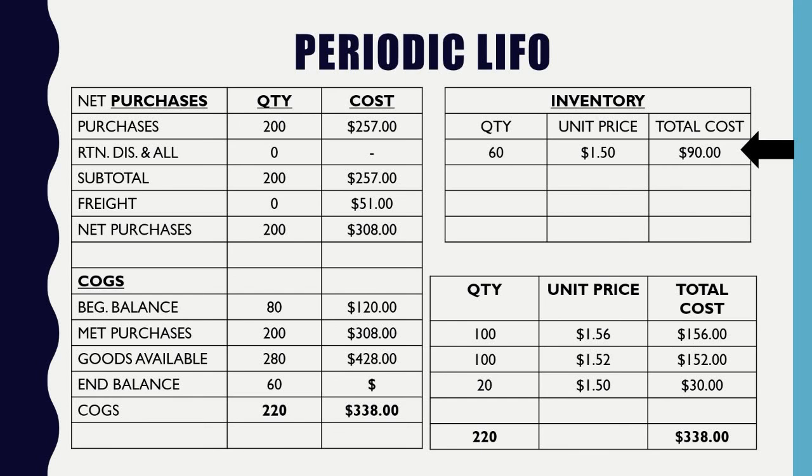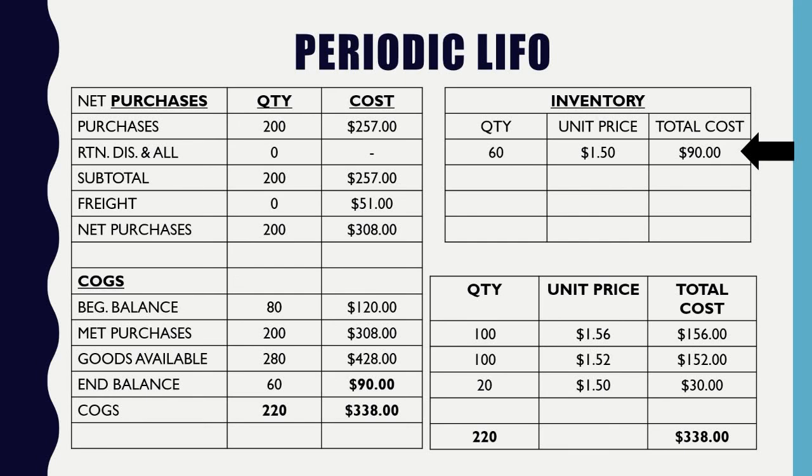So then I have to solve for my ending inventory, which I have two options once again. I can take my remainder of 60 times the cost per item, which is 150, or I could just take my goods available, subtract out my cost of goods sold to get me the same exact answer for my ending inventory. In this case, I'm left with $90.